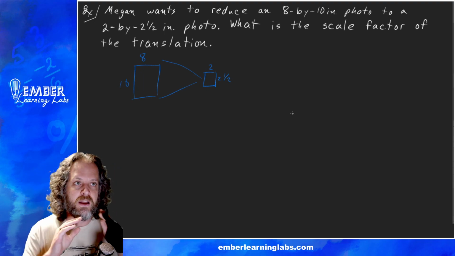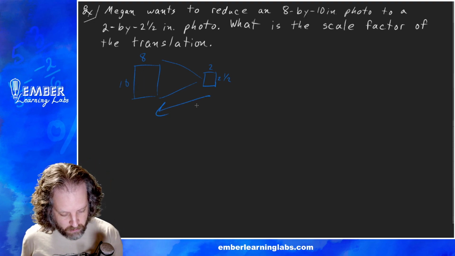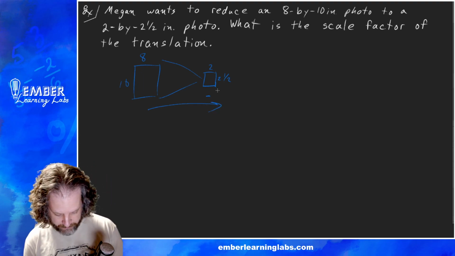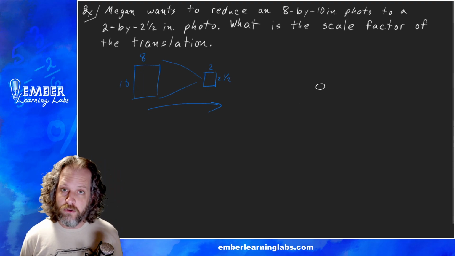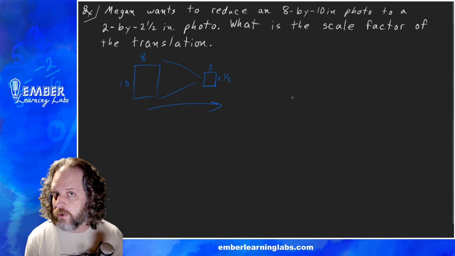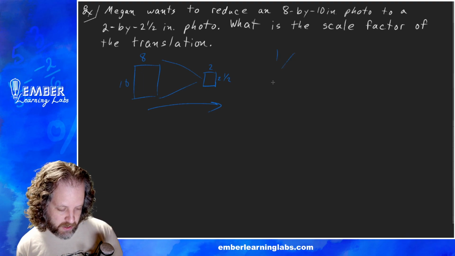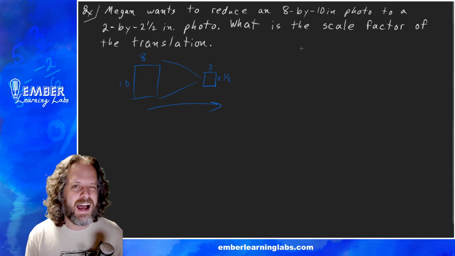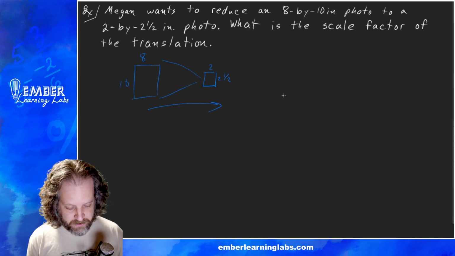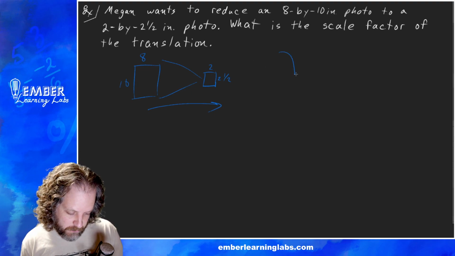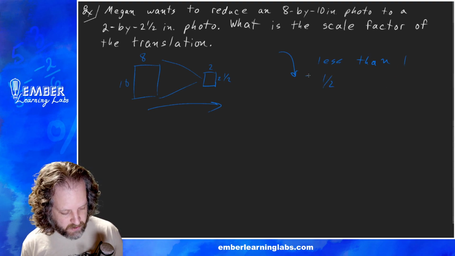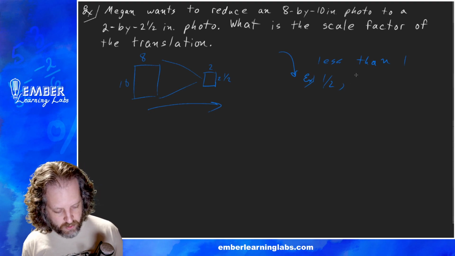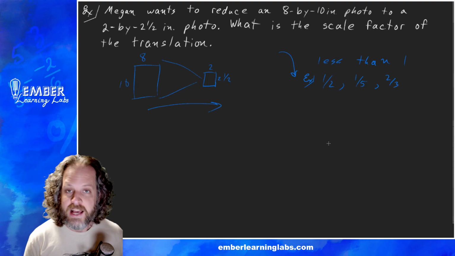You need to think about whether we're going from small to big, or like in this case, big to small. Now, if you're going big to small, your scale factor is going to have a 1 in the numerator and another number in the denominator. It could be like 2/3 or something, but if we're going big to small, the scale factor is going to be less than 1. So it's going to be things like 1/2 or 1/5 or 2/3, something that's less than 1.